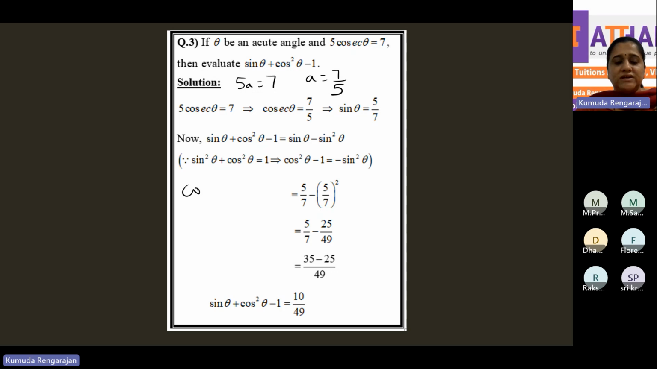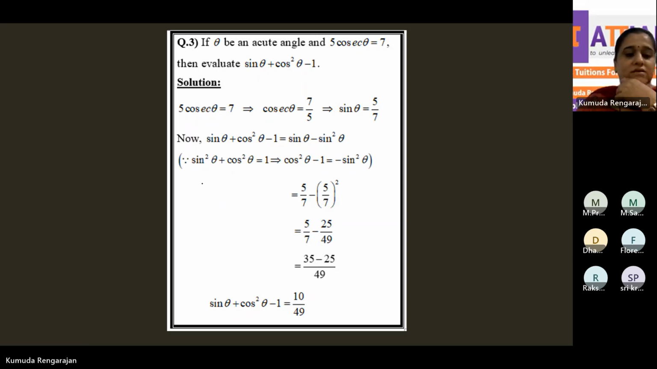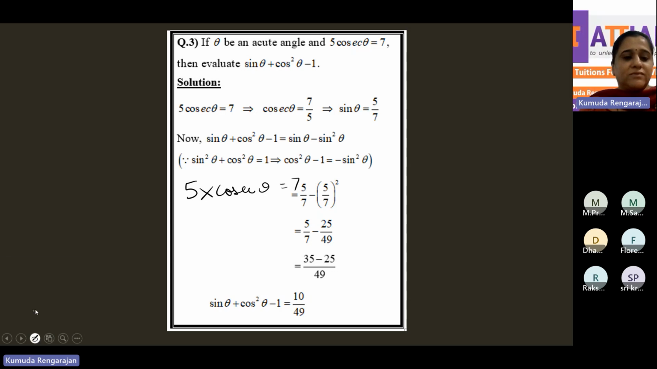But I told you that cosecant theta is not cosecant into theta. Cosecant theta is not the product of cosecant and theta. Cosecant theta is one thing. Nothing is separable there. It's one unit. But when you say 5 cosecant theta, it is 5 into cosecant theta. 5 into cosecant theta is equal to 7. So cosecant theta is equal to 7 by 5.